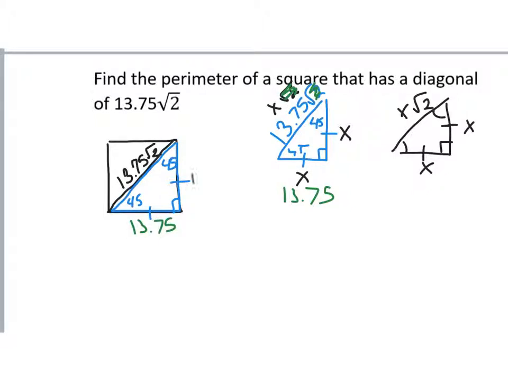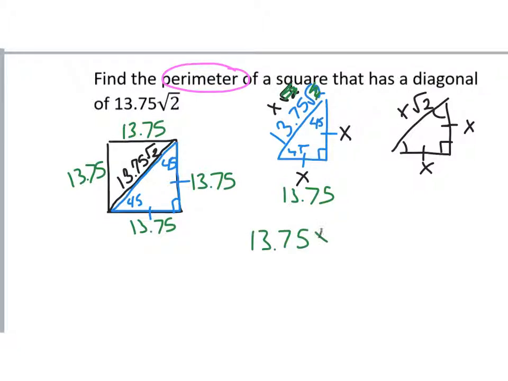Be careful not to put that as your answer. Because remember, this question is asking for the perimeter of the square. So that means I need to know all 4 sides. So I have to do 13.75 plus 13.75 plus 13.75 plus 13.75, or I could just do 13.75 times 4, which gives me 55 for my perimeter. Okay?